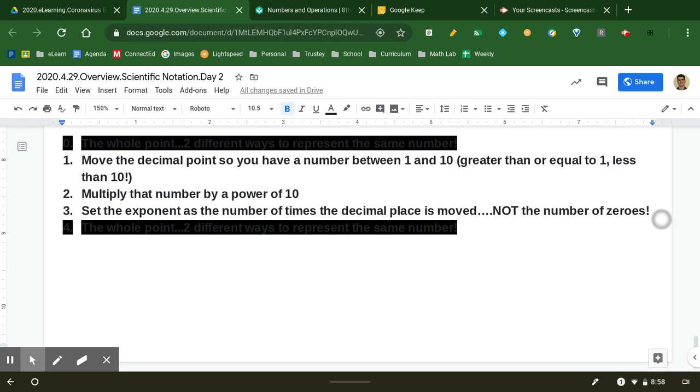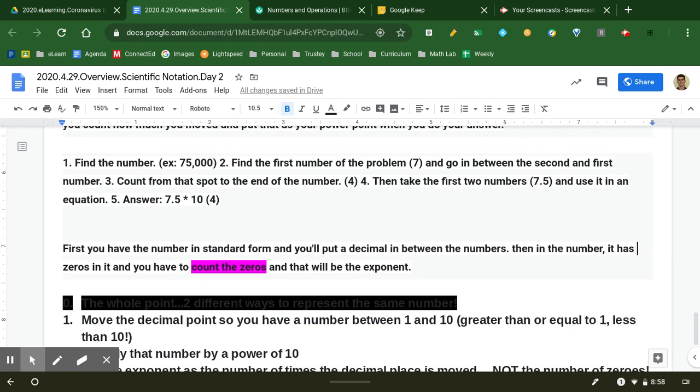Next person, went down a little too far. Find the first number of the problem, and go in between the first and second number. Again, more on where that decimal point should go in a bit. Count from that spot to the end. Maybe we should say to where the decimal point belongs. Take the first two numbers, use it as part of not really an equation, but part of the expression. And they even gave an example here. 75 thousandths is the same as saying 7.5 times 10 to the fourth power.